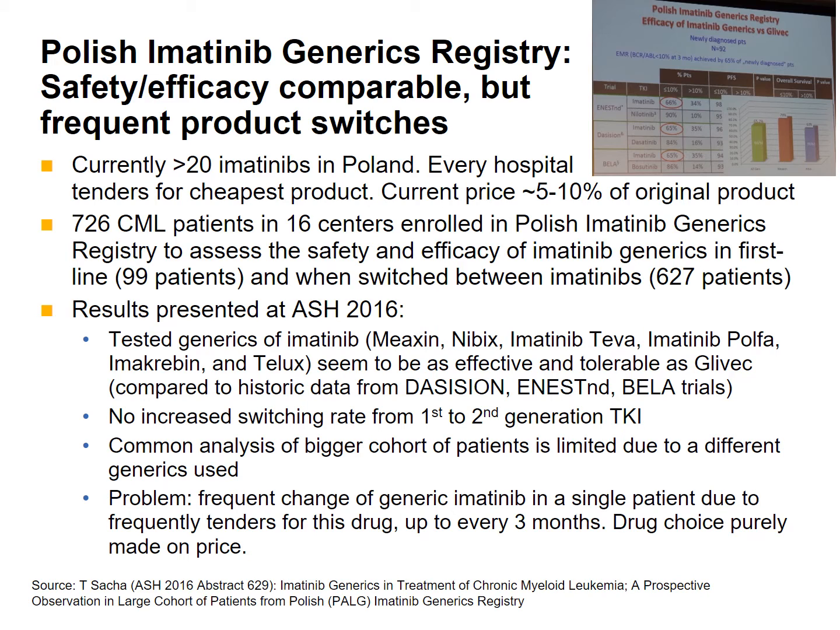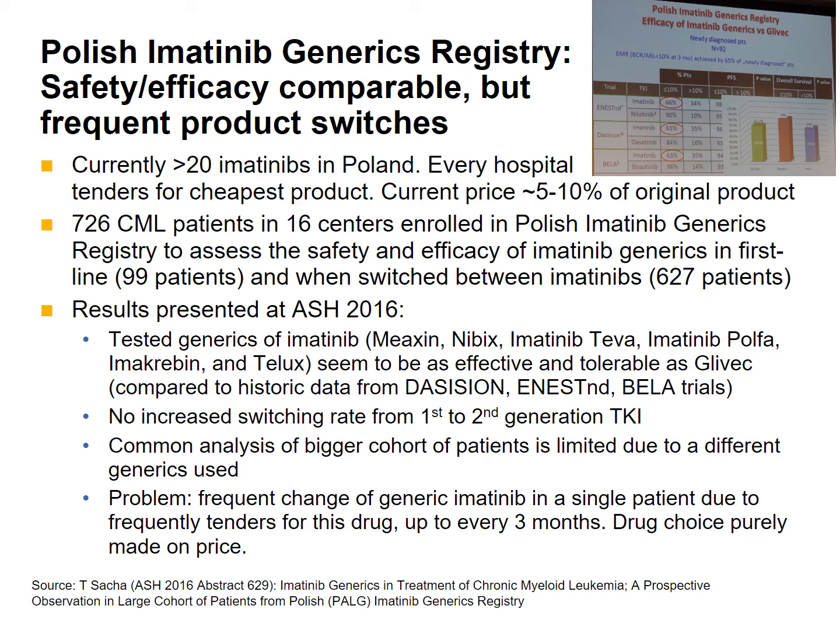There are currently about 20 imatinibs in Poland. Every hospital tenders for the cheapest product themselves, so they basically go to all the different manufacturers and ask them for prices, and the current price that is established in Polish hospitals is about 5 to 10% of the original Glivec. So that's the current situation.